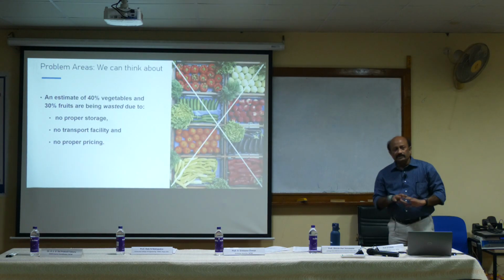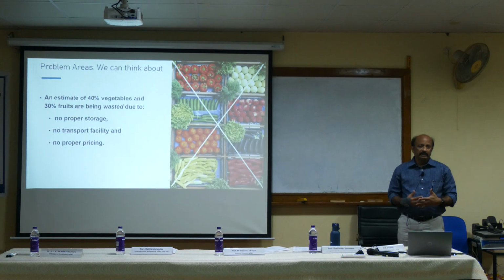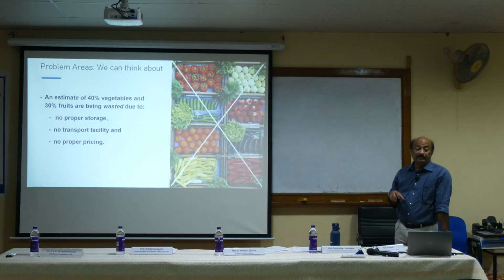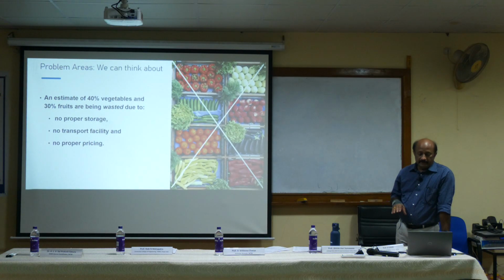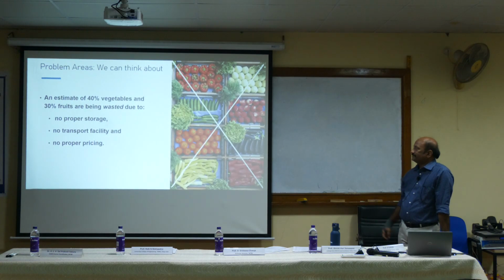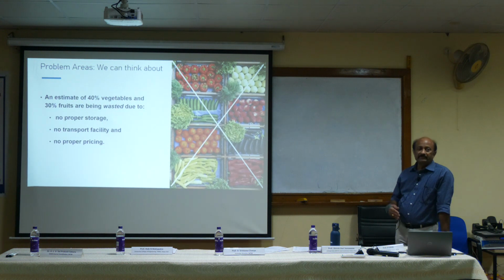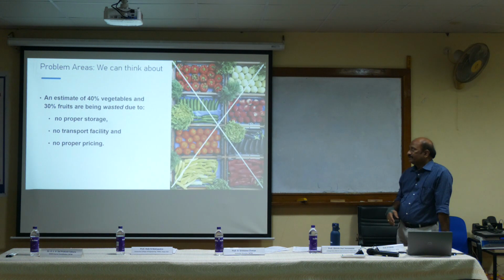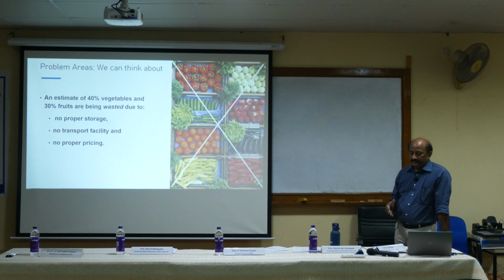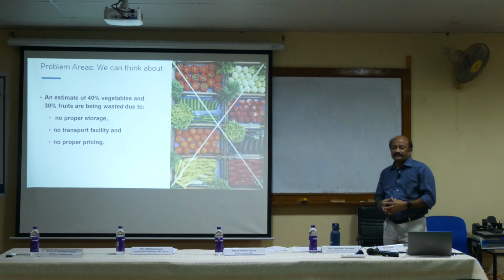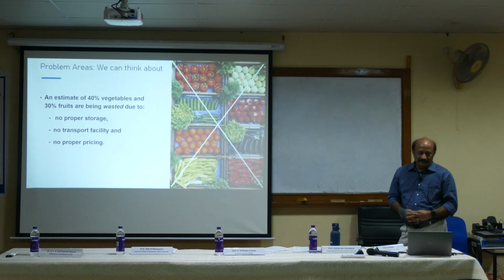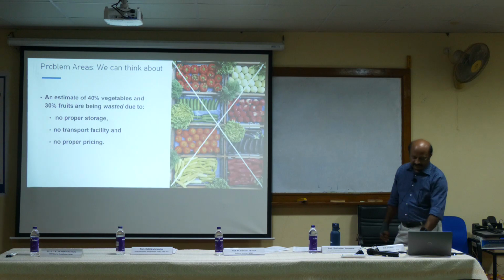So if we try to look into the problems we have currently, there are a lot of areas where we can think IoT can play an important role. And you can see that we have a lot of wastage going on in the case of vegetables and fruits because they don't have proper storage systems, no transport facilities, and no proper pricing. So all these fruits and vegetables, if you try to see the market, they just throw them off at the end of the day, and they cannot be reused because they get spoiled.